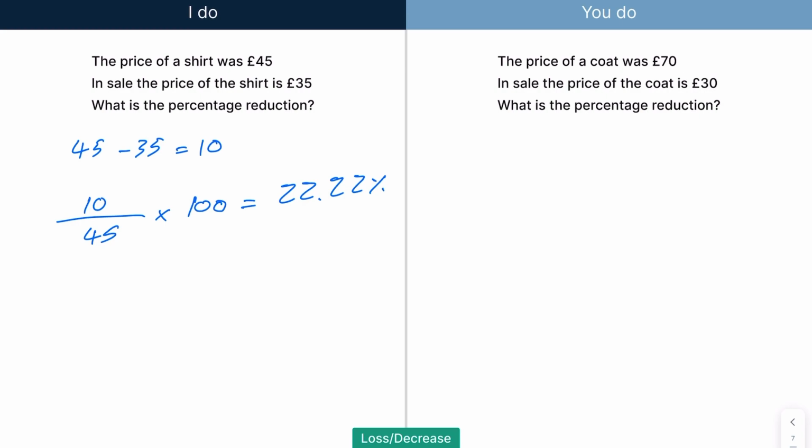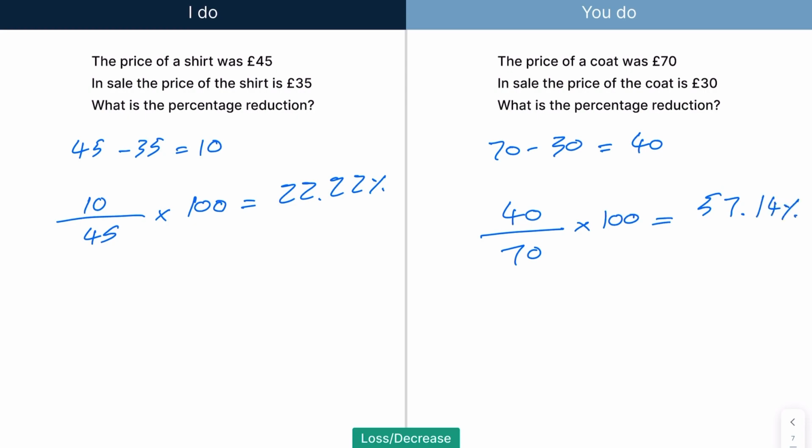And again, hopefully you've pressed pause and had a go at the example on the right. So how much has it gone down by? Well, it's gone down by £40. So the difference is £40. The original amount was £70. So that's just going to be 40 divided by 70, times that by 100, and that's 57.14% to 1 decimal place.